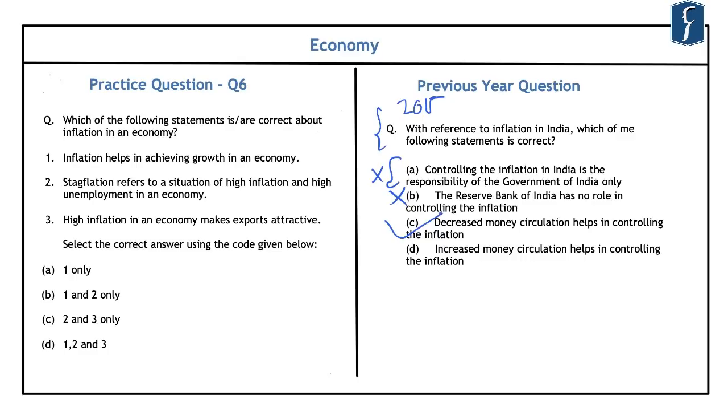Now the opposite of this is option D, which reads increased money supply. So when there is increased money circulation, there will be more purchasing power with the people. And hence when there will be more money to spend, the demand for products will increase substantially. And hence it will not lead to controlling inflation, rather it will boost inflation. So the correct answer was C.